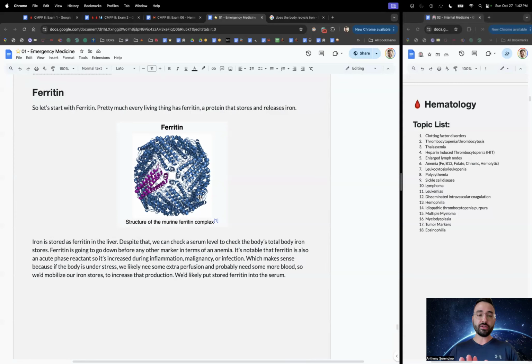It's notable that ferritin is also an acute phase reactant, so it's increased during inflammation, malignancy, or infection, which makes sense because the body is under stress. So likely we need some extra perfusion and we probably need some more blood. So we're going to mobilize our stores. We're going to push ferritin into the blood so that the body can utilize it. So it makes sense.